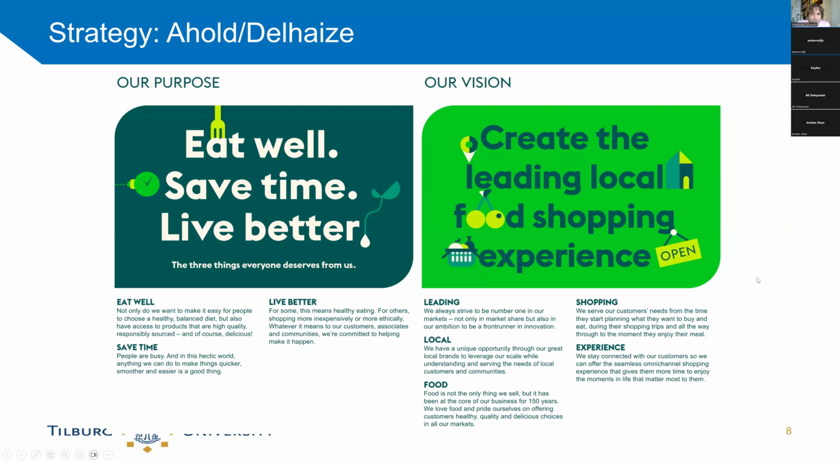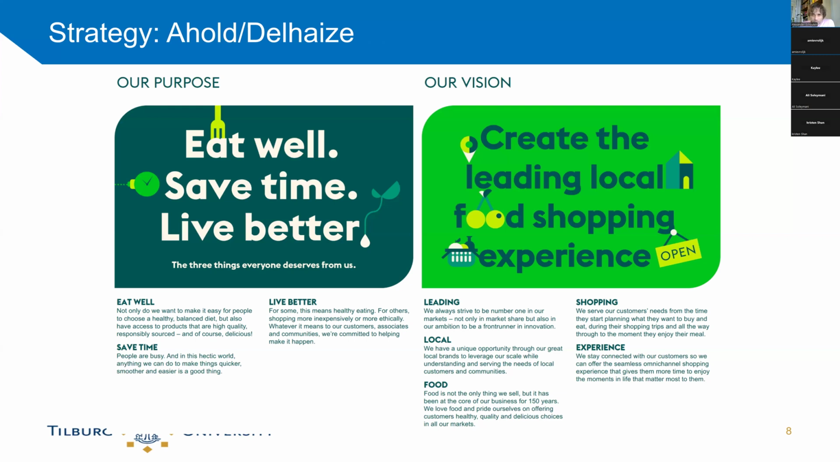So it not only says what they want to do, but it also says how they want to achieve it. So start with the purpose. Eat well, save time, live better. Basically, grocery shopping. Sustainability, eco-friendliness, healthy food, they are all very important nowadays, and they will probably remain important in the foreseeable future. So that's what they focus on in their purpose. They not only want to sell you cheap groceries, that's what Aldi and Lidl do, but they really want to focus on the best. Eat well, save time, live better.